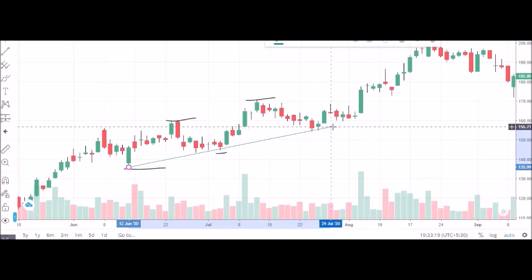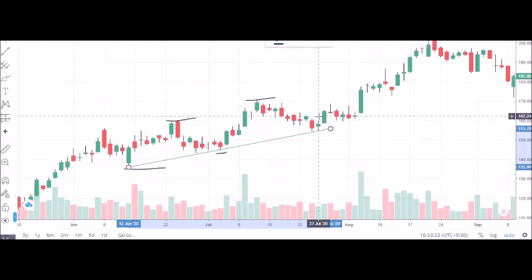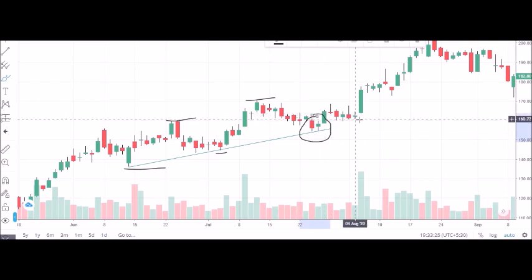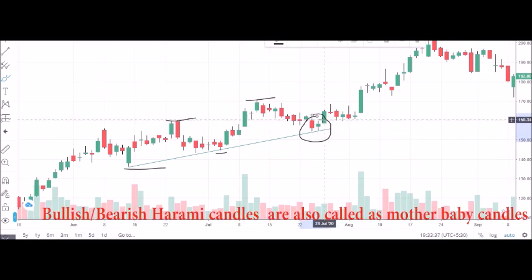So here we have to find what type of pattern this is. You can see a mother baby candle pattern is formed. There is a red candle, and there is another green candle which didn't break this red candle's high or low. So this is a mother baby candle. Now our entry is just above this green candle.